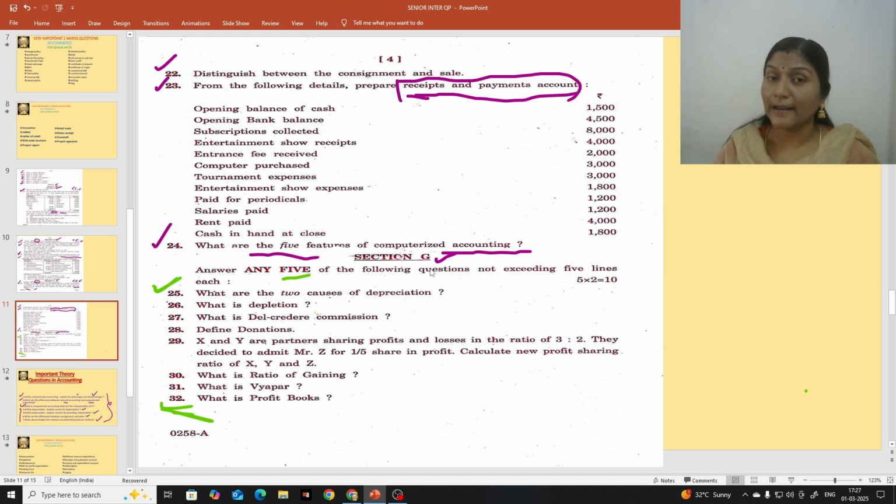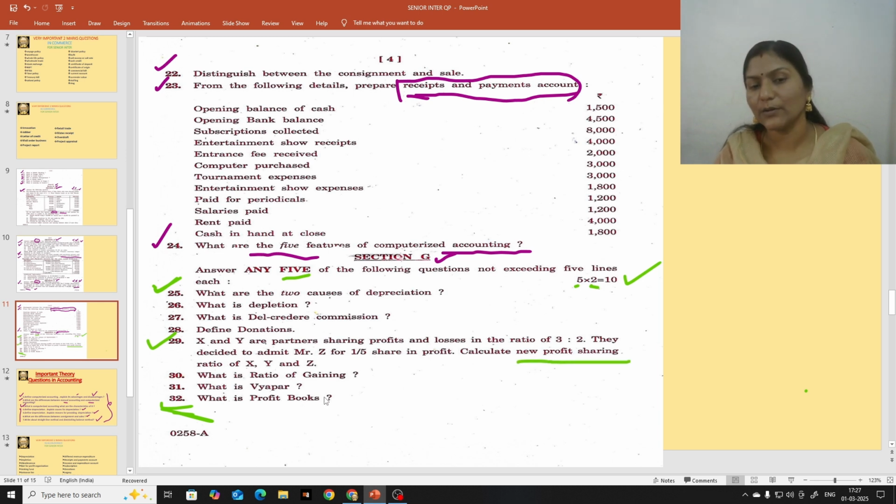Choice is there. 8 questions they will ask you, but you are going to attempt only 5 questions, and 5 questions into 2 marks, you will get 10 marks. Total scoring is 10 marks here. You have to attempt 5. One problem you will get, students. Remaining all theoretical questions from accounting textbook. But what is the one problem? This is the one problem you can see: calculation of new profit sharing ratio. Always you will get this one problem.